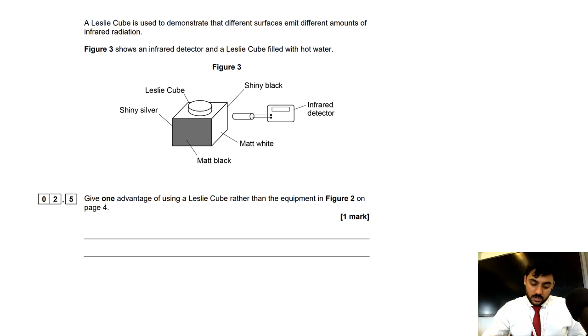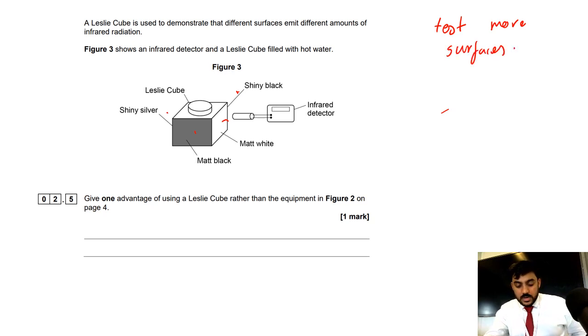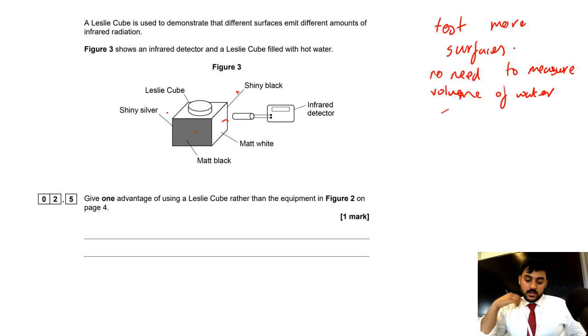Well, this has 1, 2, 3, 4 sides instead of 2, so you can test more sides, and I'm going to tell you all the correct answers. Test more surfaces. What's another advantage? Well, the water inside the Leslie cube does not need to be measured. No need to measure volume of water. Why is that? Because we don't need to try and keep it a fair test, because all the surfaces are heated by the same hot water.